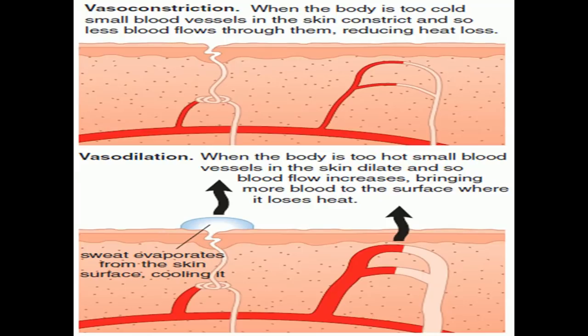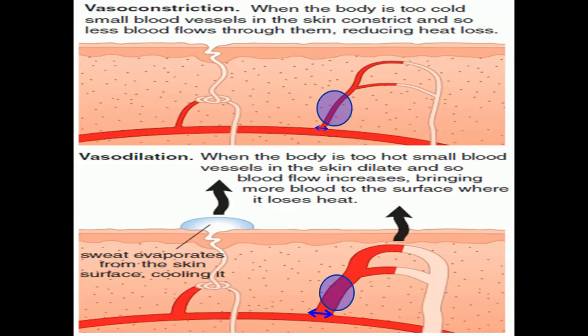Whereas in vasodilation, when the body is too hot, small blood vessels in the skin dilate, and so blood flow increases, bringing more blood to the surface where it loses heat energy. And we could see the difference between both of them. So here you could identify in both vasoconstriction and vasodilation, there's a difference in the widening or the narrowing of the blood vessels that are on the skin surface. In vasoconstriction, those blood vessels constrict and become narrow. In vasodilation, they widen and dilate.